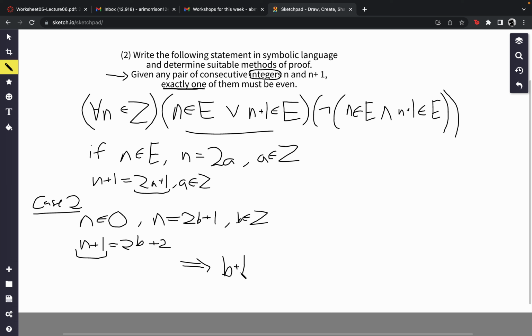And how do we know if b plus 1 is an integer? So the way we would know that is that b is an integer. And if you add an integer to any other integer, that's also an integer. And so therefore b plus 1 is an integer. And n plus 1 is therefore even, because it's divisible by 2. We divided it by 2, we got an integer, therefore it's divisible by 2, and therefore it is even. So we've just shown that if n is odd, n plus 1 is even, and if n is even, n plus 1 is odd.